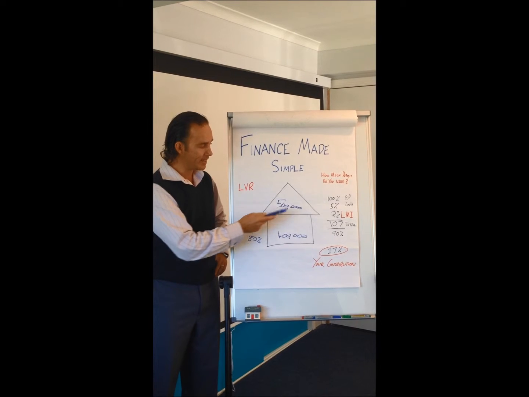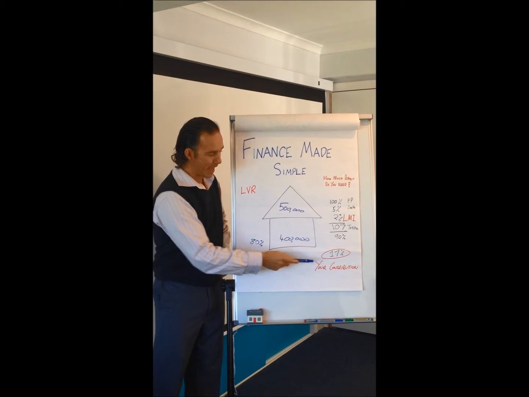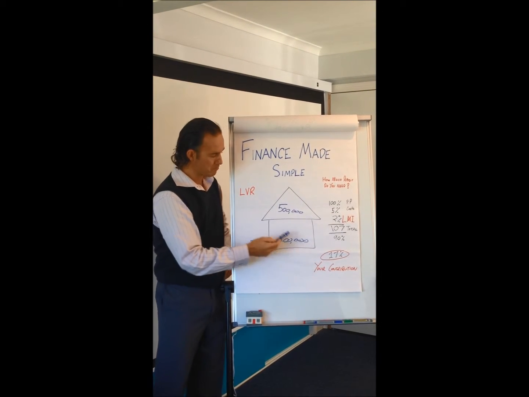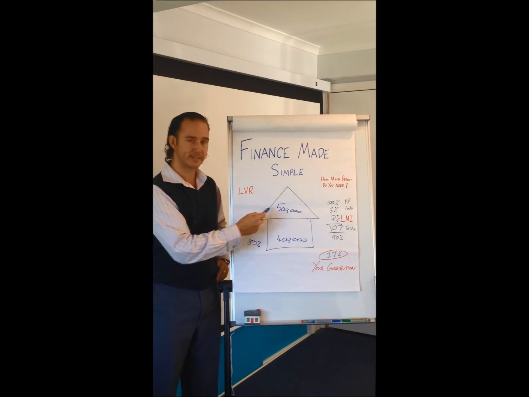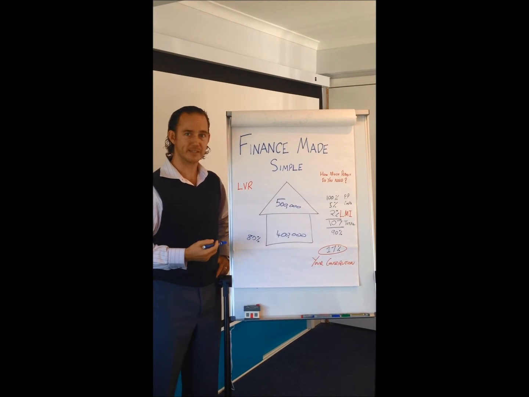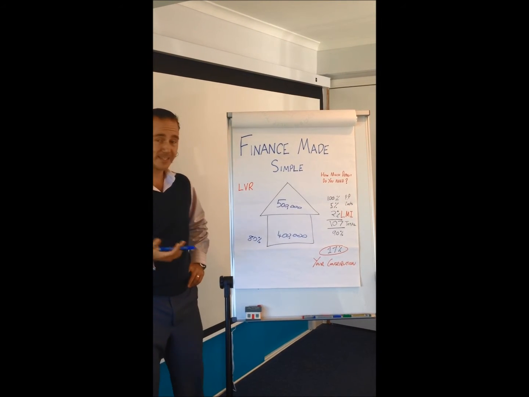The bank's going to put in, in this case, 90%. How much does your 17 represent? Work out 17% of the value of the asset. In this case, $85,000. That's as simple as it is.